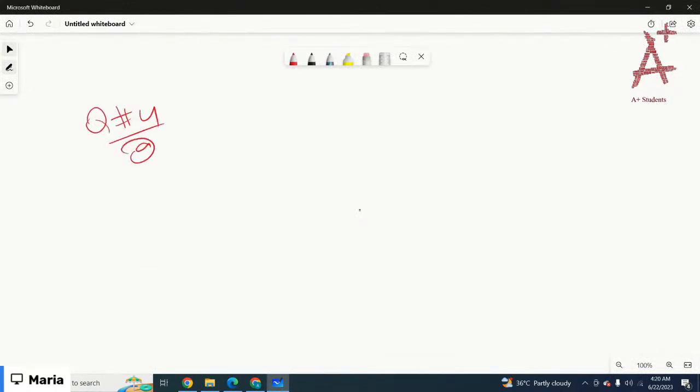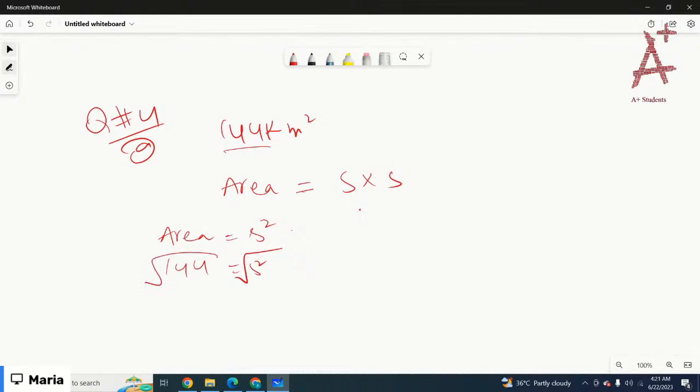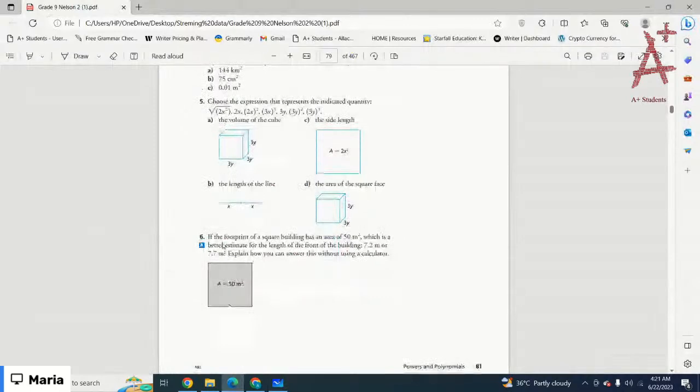Okay, question number 4a, 144, and the side length. When we calculate the area of a square, area equals side times side. That means area equals side square. Got it? So you are given the value, it is 144 equals s square. Just square root both sides. 144 is the square of 12. That means s equals 12. So the side length is 12. Got it? For every value given, you have to calculate the square root. Got it?